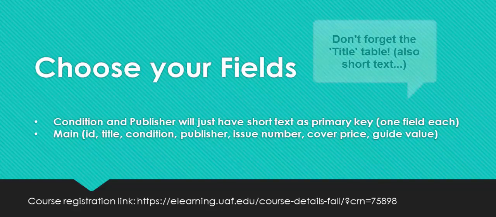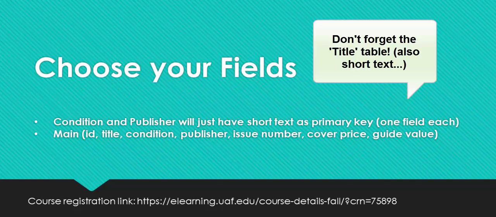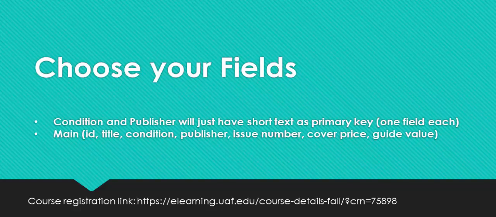So for example, condition will have new, like new, very good, good, fair, poor, very poor, and abysmal. Abysmal is not the actual guide designation, but I don't have that in front of me, so just something really bad. So that's going to be the only field in the condition table, and that will also be its primary key.